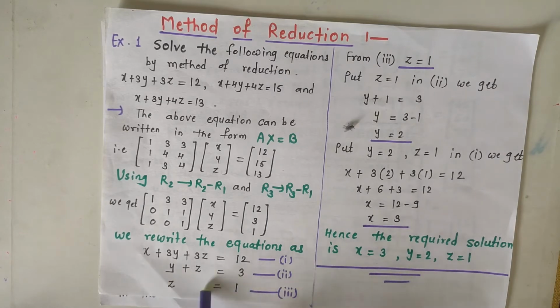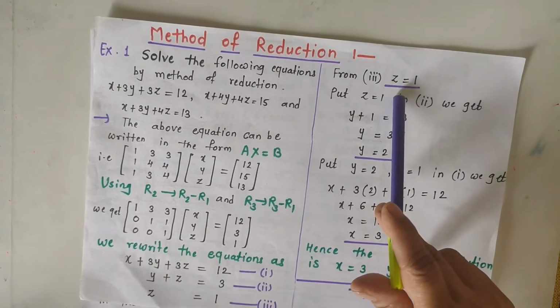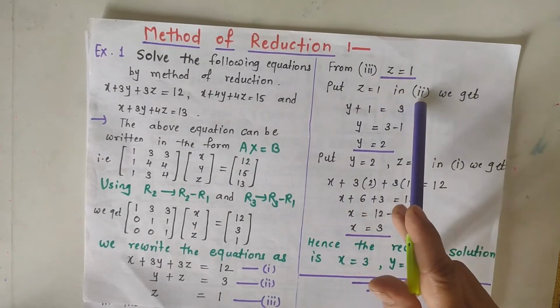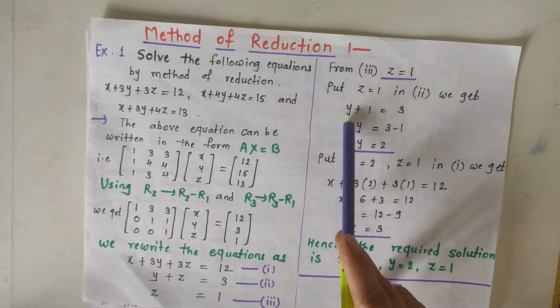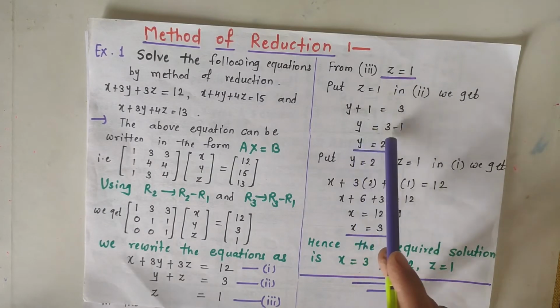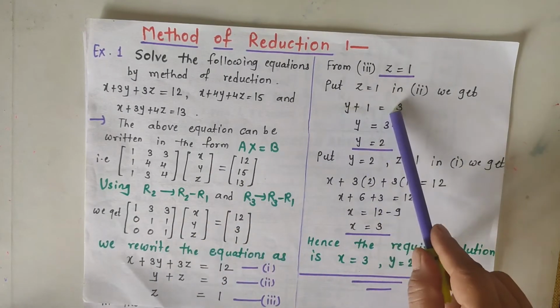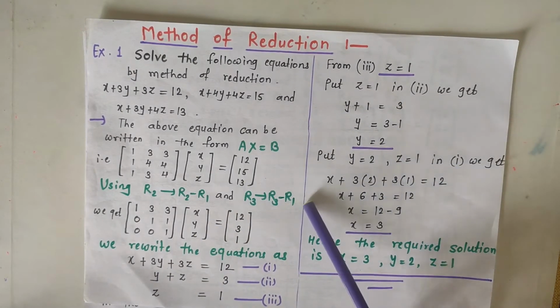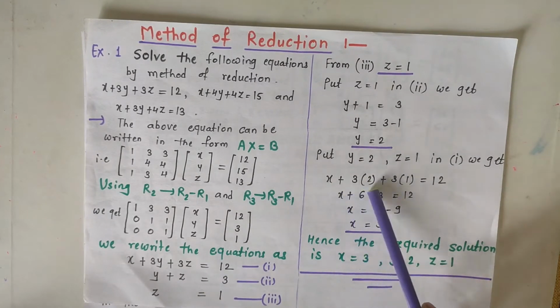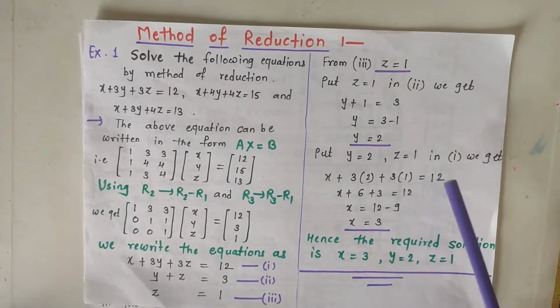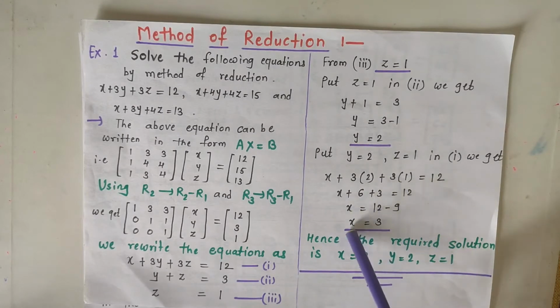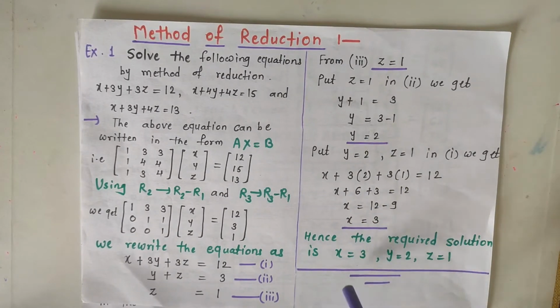Now from the third equation we get the value of z is equal to 1. Put z equal to 1 in equation 2. Then we get y plus 1 is equal to 3, and y is equal to 3 minus 1 is equal to 2. Now put z equal to 1 and y equal to 2 in equation 1. We get x plus 3 into 2 plus 3 into 1 is equal to 12. By calculating this, we get the value of x is equal to 3. In this way, using the reduction method, we get the required solution: x is equal to 3, y is equal to 2 and z is equal to 1.